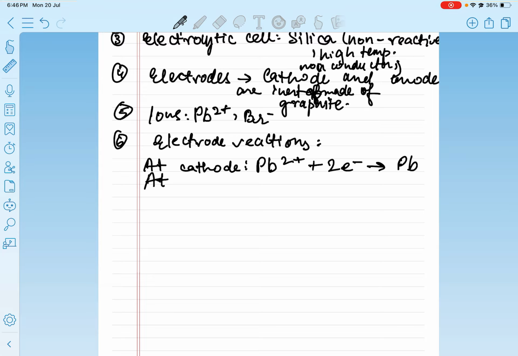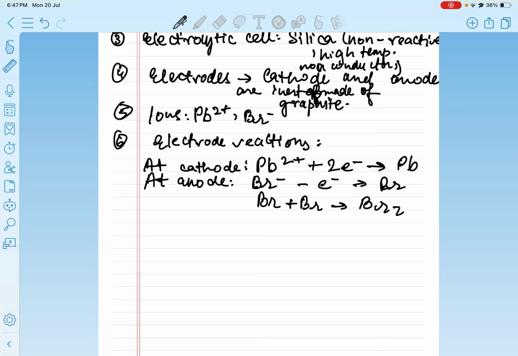Now at the anode, what happens? Each lead ion takes 2 electrons and becomes a neutral lead atom, whereas the negative bromide ion migrates towards the anode. It comes in contact with the anode, gives up 1 electron each, and becomes bromine atoms. But bromine cannot remain alone, so 2 bromine atoms combine to form Br2.